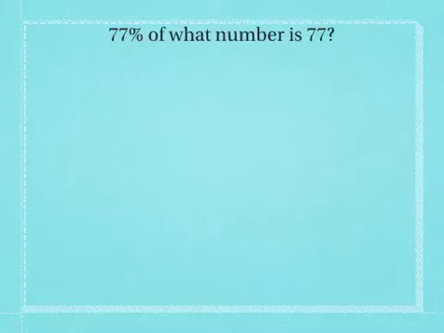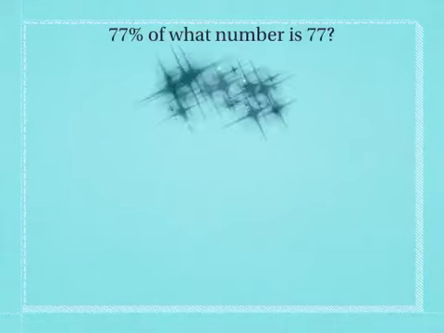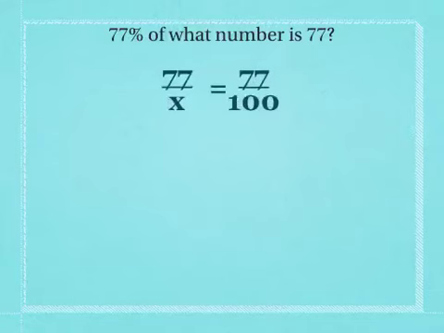The next example says 77% of what number is 77? 77% is what's going to need to go over 100. And it says 77% of what number is 77. So in this case, 77 is also my part. So I have 77 over x. I do not know the whole number that I'm talking about, equals 77 over 100.